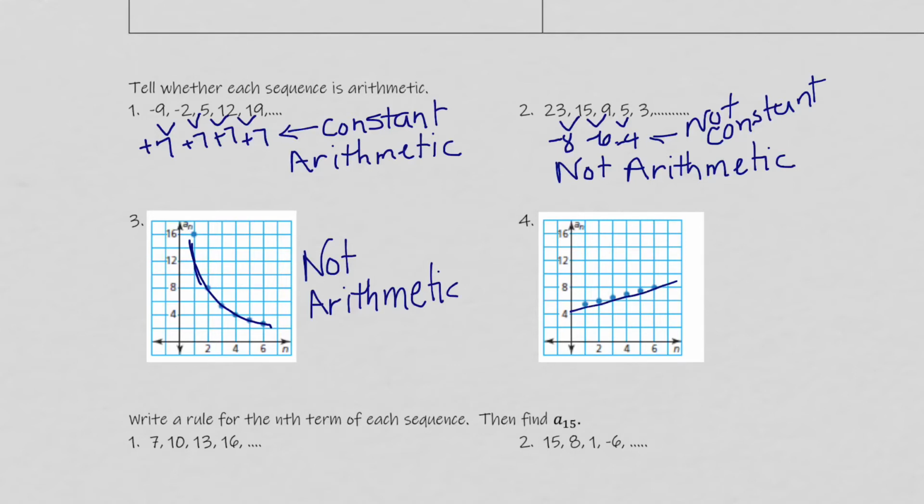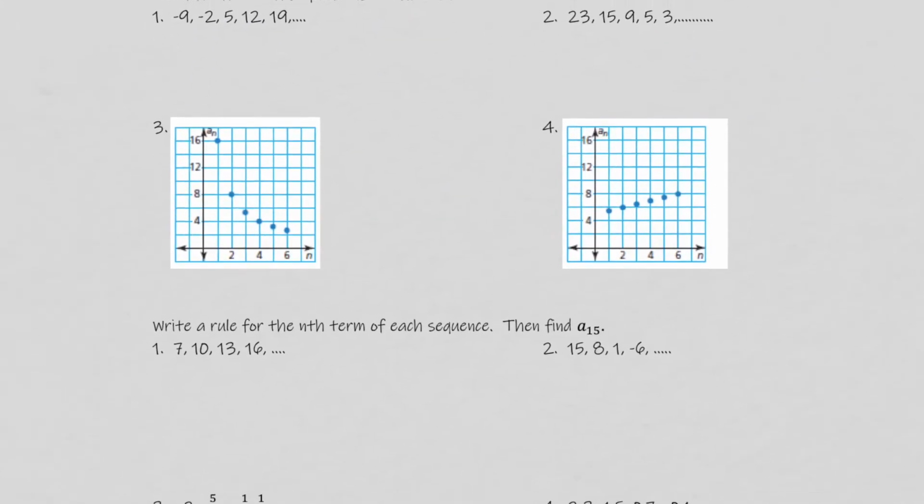Number 4 does make that nice linear line, so this is an arithmetic sequence. And you'll notice that on these, your dots are not connected. A sequence does not connect. There's certain specific points in there as we go. All right, so that's kind of how to tell if something's arithmetic or not.